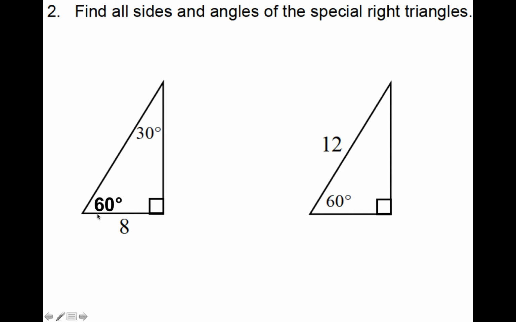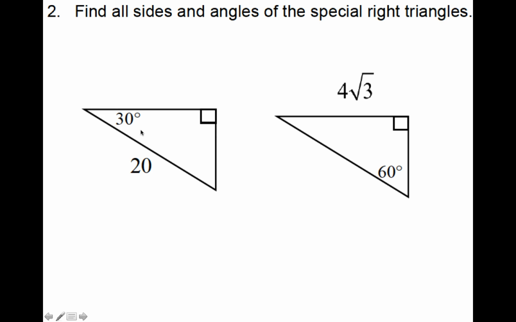Over here, the hidden angle is 60. Notice you're given the small side is 8, so that means opposite the 60 is 8 root 3. And then the hypotenuse is double, so 16. Try this on your own.